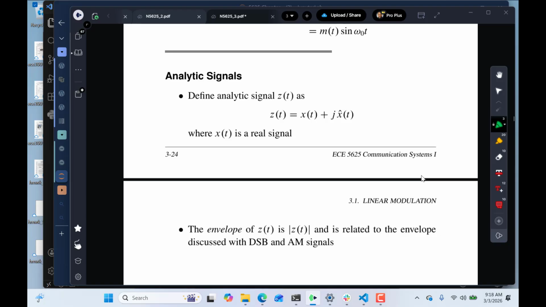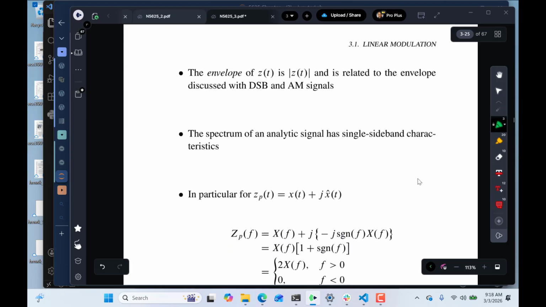So the electrical engineers take over just a portion of it. They say an analytic signal, for our purposes, is defined in terms of the Hilbert transform. It's x of t plus j x hat of t. So it's a complex waveform, assuming that x of t is real. The envelope of this complex waveform is the envelope that we were seeing in double sideband and in AM.